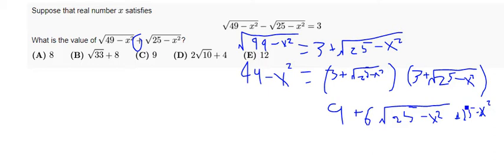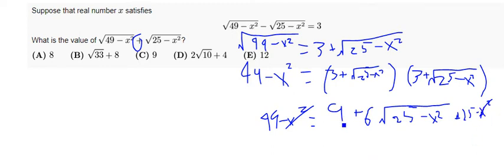Alright, let's keep going. It is equal to 49 minus x squared. So we see we have minus x squared here and minus x squared here, so we can just cancel these two out. What do we have left? Well, we have 49 is equal to 9 plus 6 times the square root of 25 minus x squared plus 25, and we got rid of the x squared.